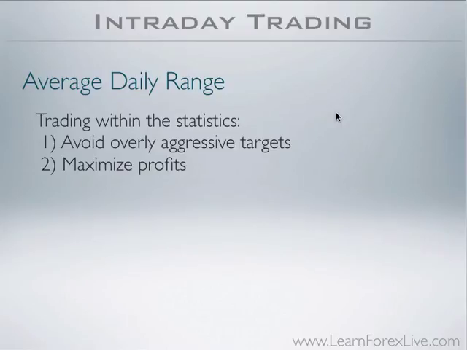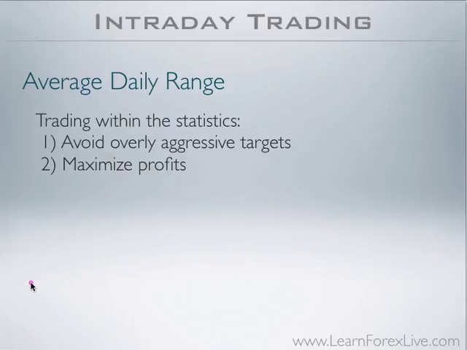Average daily range will help us make sure that we are trading within the statistics, or within what's statistically feasible. First of all, let me define what the average daily range is, and then we're going to move on to the actual uses, the actual benefits of the average daily range. The average daily range is the number of pips any particular currency pair moves within a trading session on average.